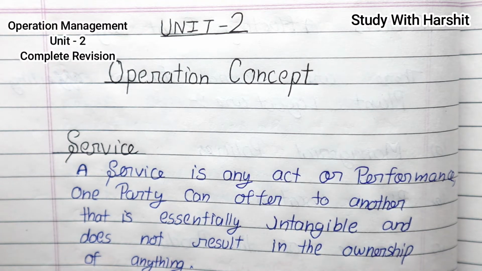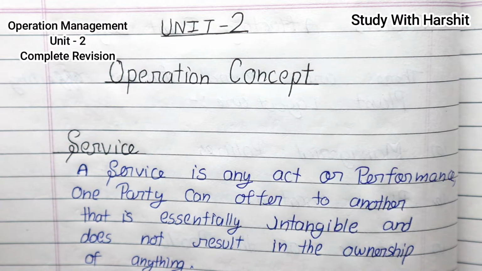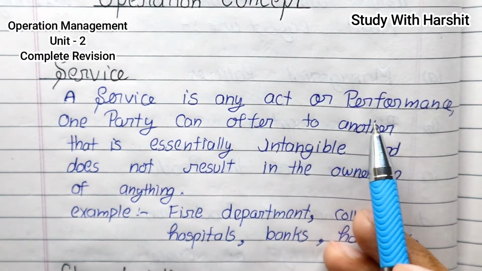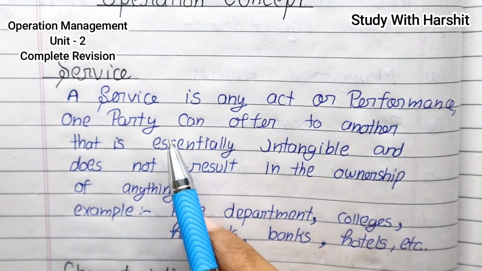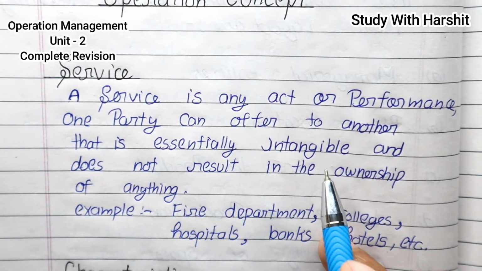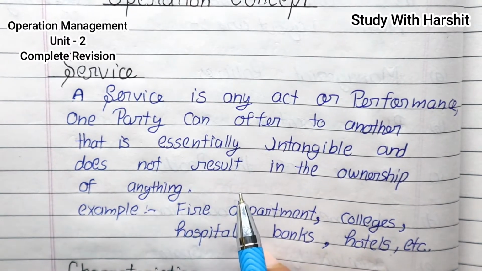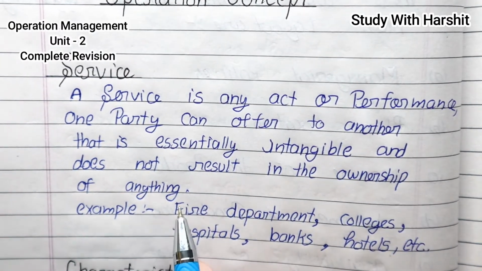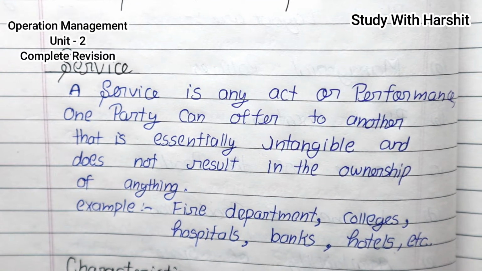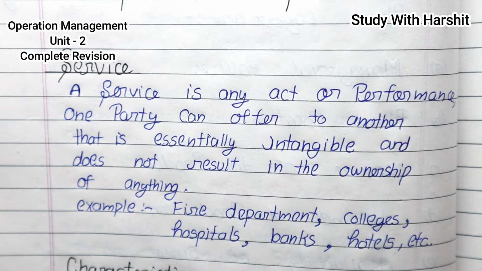Today I am going to share with you Complete Revision Unit 2 Operation Management KMBN 205. Here is the first topic, service. A service is any act or performance that one party can offer to another that is essentially intangible and does not result in the ownership of anything. Example: fire department, colleges, hospital, bank, hotel, etc.